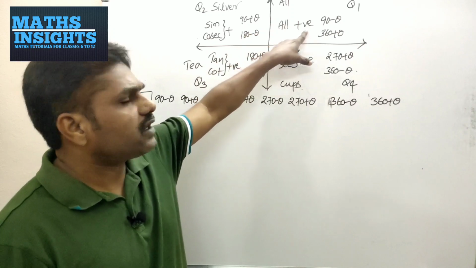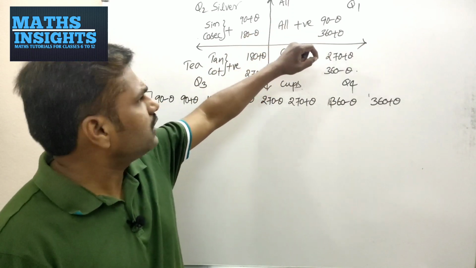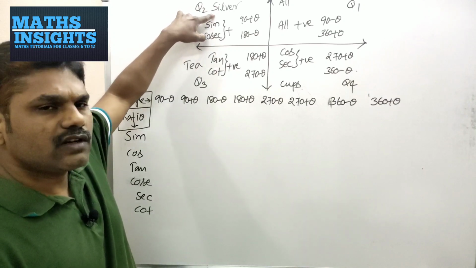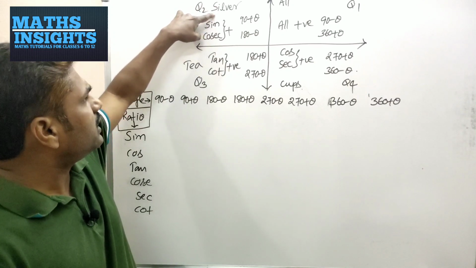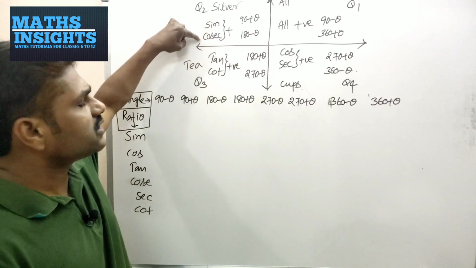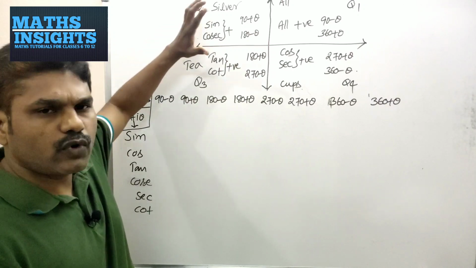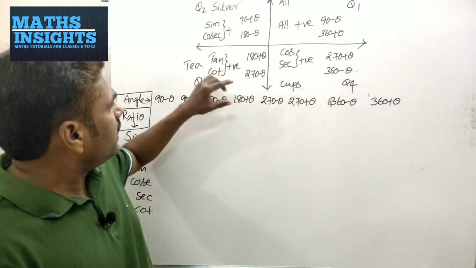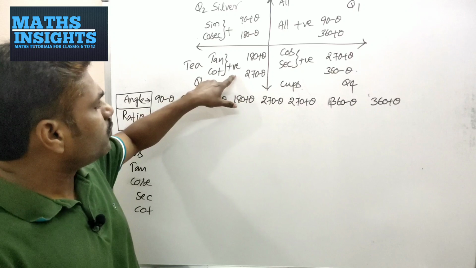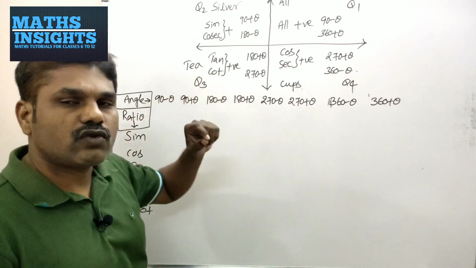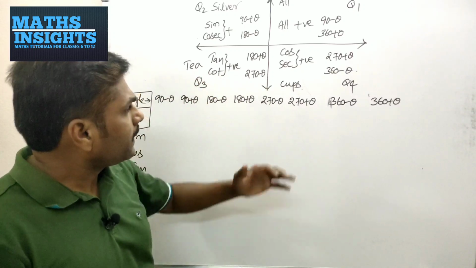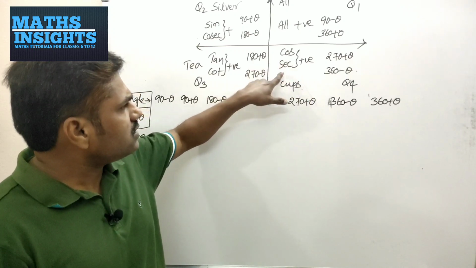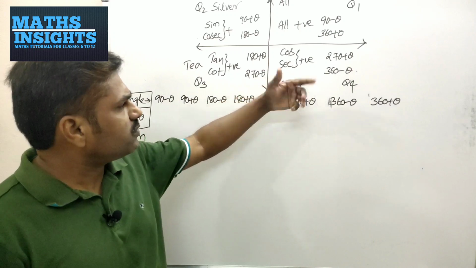So that's why I didn't write the ratios particularly. If you come to the second one, sine and cosecant. Why? Because the word silver is starting with the letter S. So sine and its reciprocal cosecant are positive. The remaining four are negative. Keep that in your mind. And coming to the third, tan and cot are positive. Why? Because T is starting with the letter T. And cups starting with the C, so cos and secant, its reciprocal, are positive, and the remaining are negative.